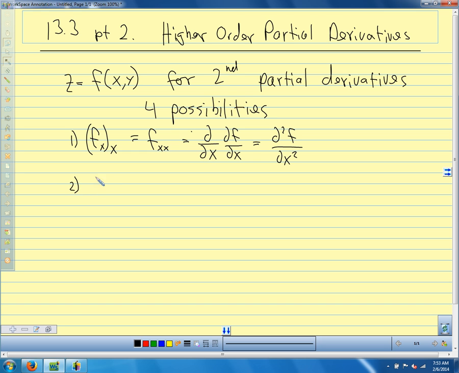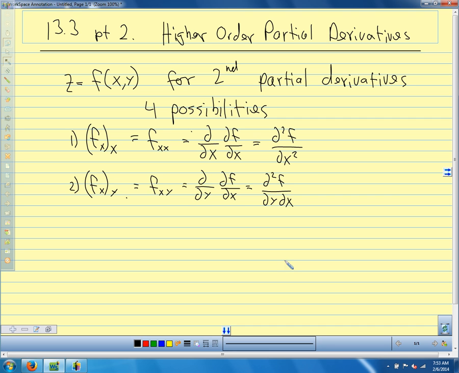Our second possibility, we could take our first partial with respect to x and our second partial with respect to y. And we write that as f sub xy, and that's the partial with respect to y of df dx. And we write that d squared f dy dx.